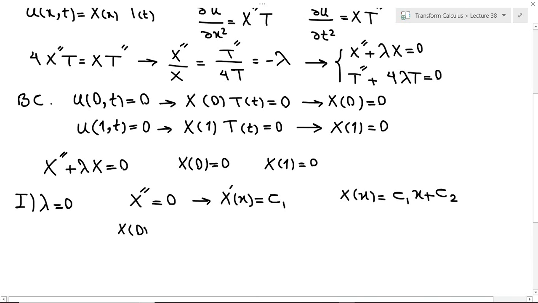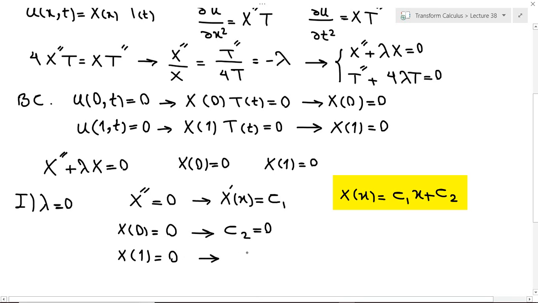So we have X of 0 is equal to 0. If I plug 0 in this linear function, we're going to see that C2 should be equal to 0. And the other boundary condition, we have X of 1 equal to 0. If I plug 1 in the equation, we're going to have C1 equal to 0 as well. So we have C1 and C2 equal to 0. It means that X of x is equal to 0.